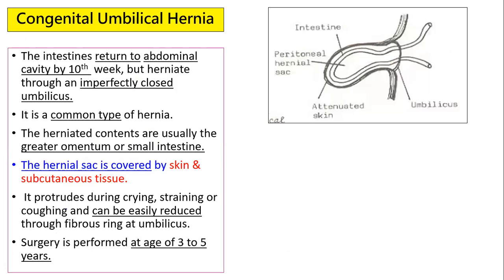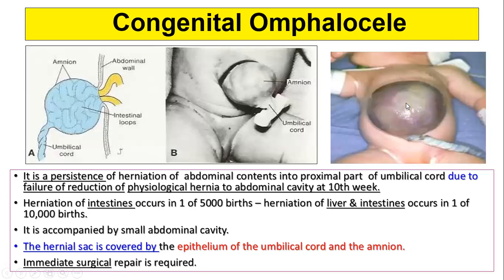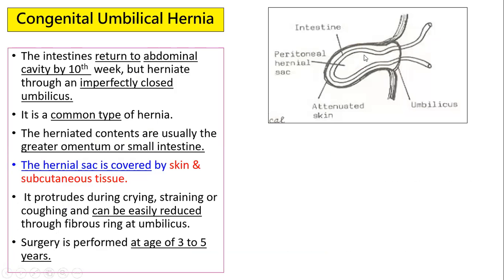In congenital umbilical hernia, sometimes the intestine returns to the abdominal cavity by the 10th week, but herniation occurs through an imperfectly closed umbilicus. Sometimes there can be smaller herniations through the umbilical cord. So this is the peritoneal hernia sac. Sometimes part of the intestine might be seen, sometimes something else.